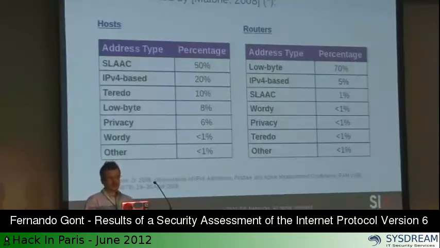In the case of routers, the numbers change quite a lot. You can see in this slide that you have 70% of low-byte addresses, which shouldn't be a surprise, because in the case of routers you typically configure their addresses manually, so you don't include the MAC address of the network interface or anything else. In most cases, you just set the interface ID to all zeros and change the last byte.